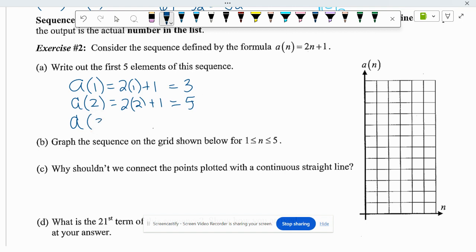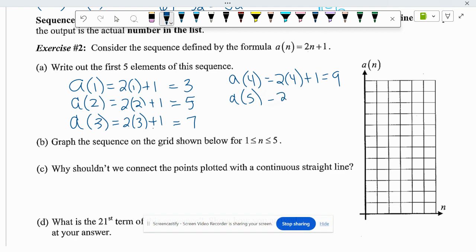A sub 3 equals 2 times 3 plus 1. 6 plus 1 is 7. A sub 4 equals 2 times 4 plus 1. 8 plus 1 is 9. A sub 5 equals 2 times 5 plus 1. 10 plus 1 is 11. So the first 5 elements of my sequence are 3, 5, 7, 9, and 11. Those are the first 5 elements of my sequence.